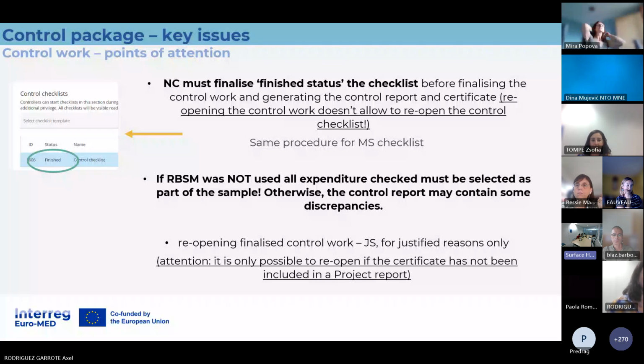So as we told, we have the possibility, the JS, to reopen finalized control work, but only for a justified reason. And there is also a point of attention. It is only possible to reopen a control work if the certificate has not been included in a project report. So this is also to be checked. Everything should be in order before you integrate the partner certificate into the project report.